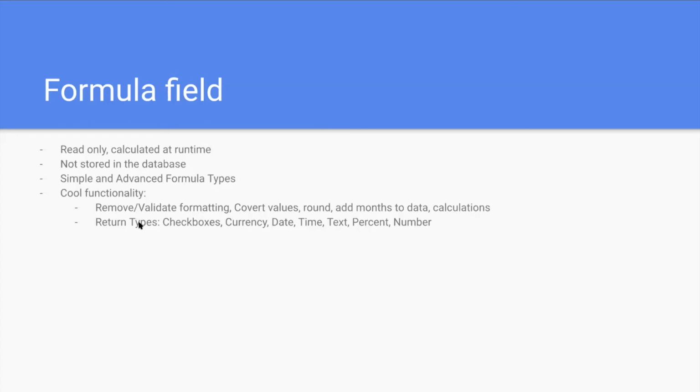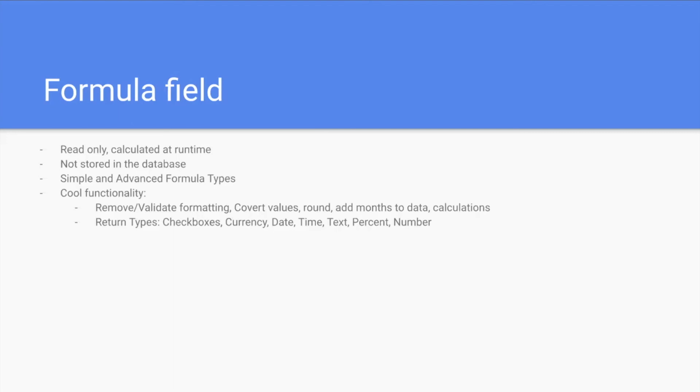A formula field is a really special type of field that's read-only and can be calculated at runtime. And when we say it's calculated at runtime, what we mean is the values of the formula field are not stored in the database. So if I had a way to physically go into the database and read the raw data inside there, for that formula field, I wouldn't actually see the value that the formula is calculating. There's 2 different types within formula fields. There are simple and advanced formula types.